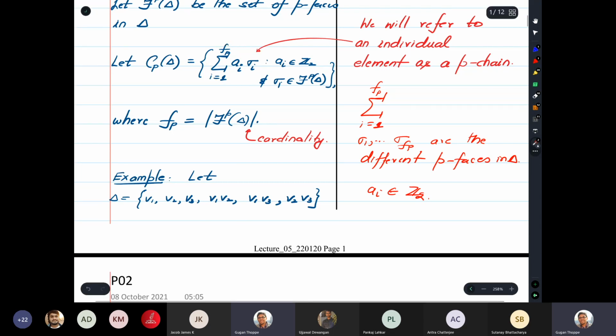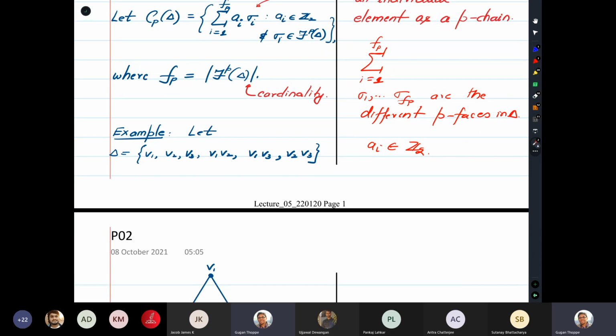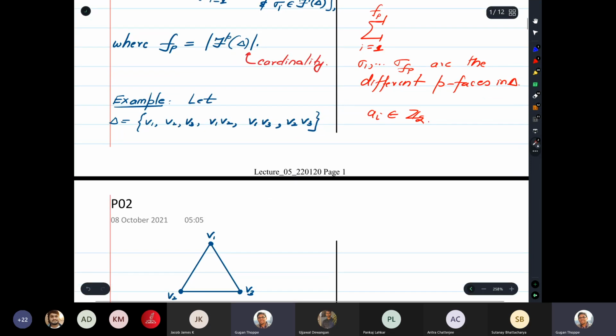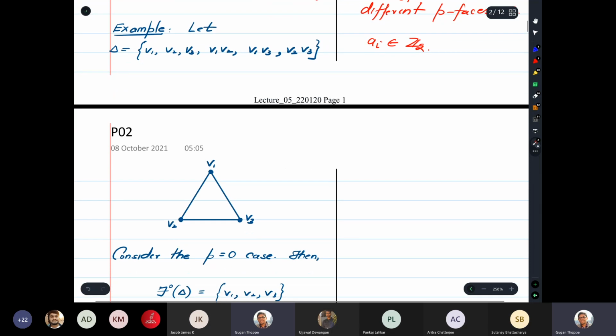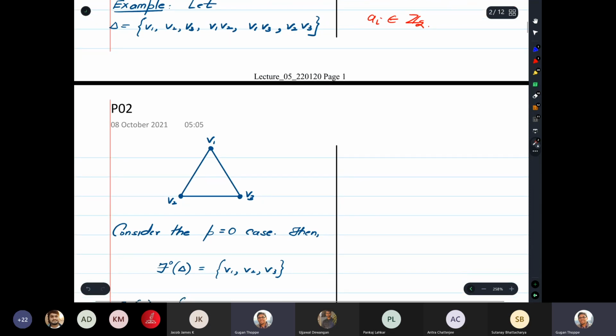So let's look at some example to get some understanding of what I mean over here. Let's say we have the following simplicial complex, delta, and these are the different phases in delta. Pictorially we can denote delta in the following way. We have three vertices v1, v2, v3, and we have three edges, v1 v2, v1 v3, and v2 v3.